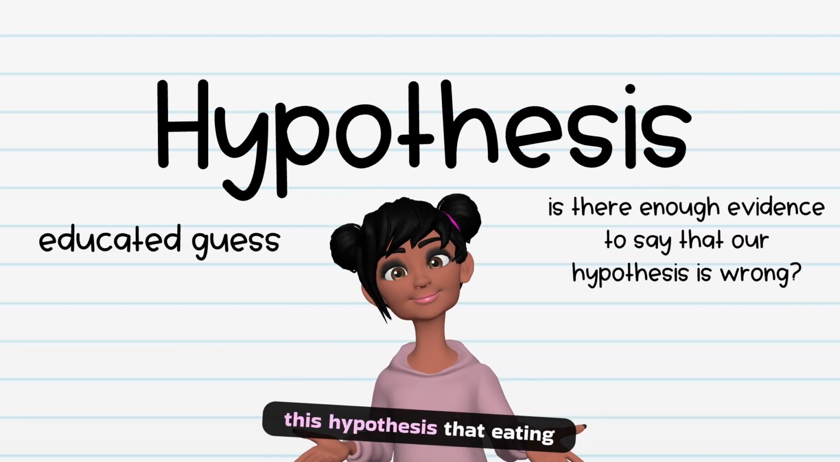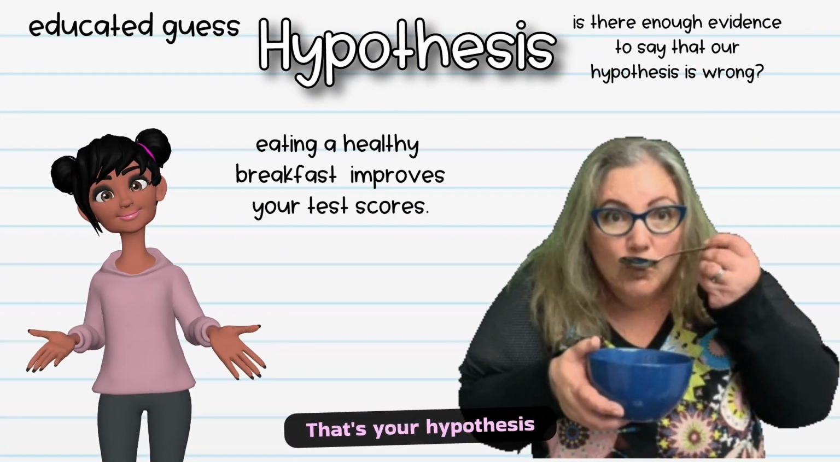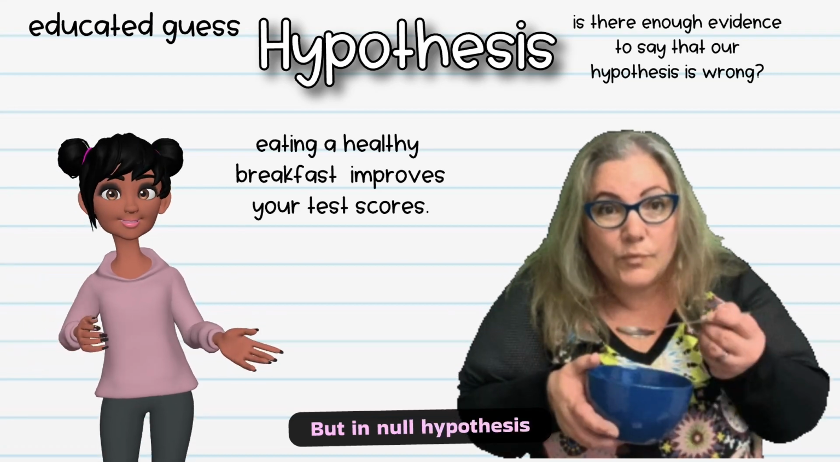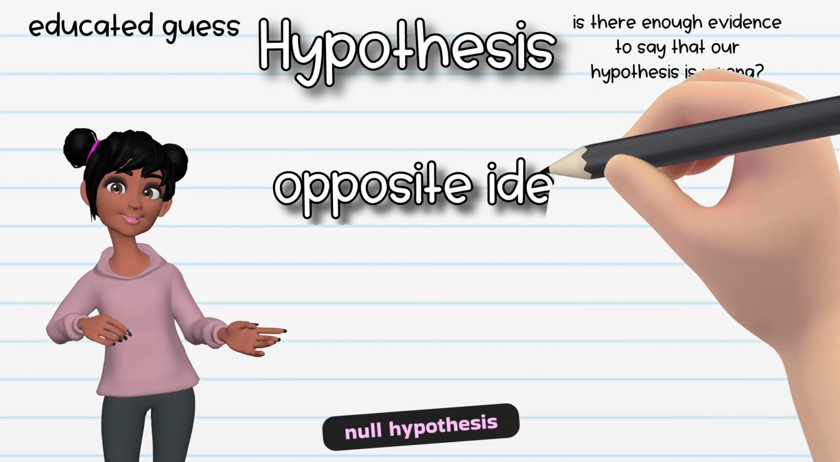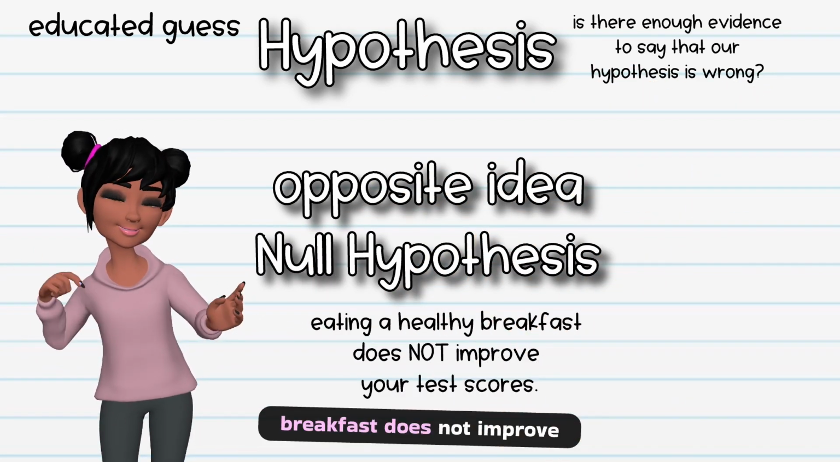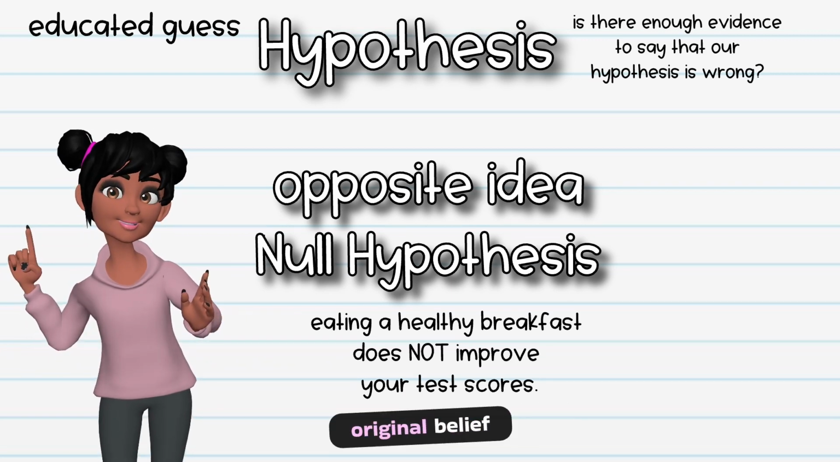Let's say you have this hypothesis that eating a healthy breakfast every day improves your test scores. That's your hypothesis, and it's what you believe to be true. But in null hypothesis testing, we start with the opposite idea, the null hypothesis. In this case, the null hypothesis would be that eating a healthy breakfast does not improve your test scores. So, we're questioning your original belief.